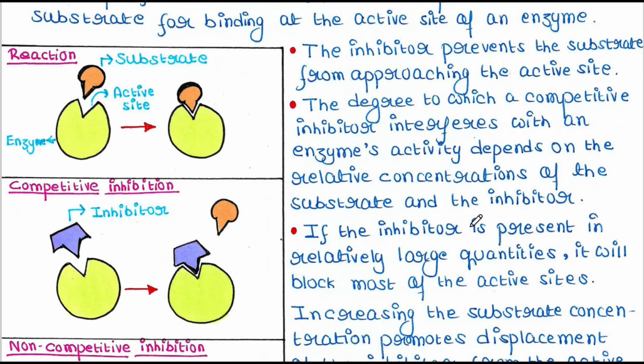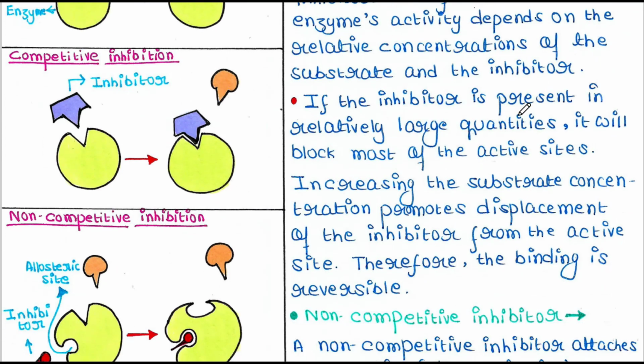If the inhibitor is present in relatively large quantities, it will block most of the active sites. Increasing the substrate concentration promotes displacement of the inhibitor from the active site. Therefore, the binding is reversible. That means we can say that competitive inhibition is a reversible inhibition.